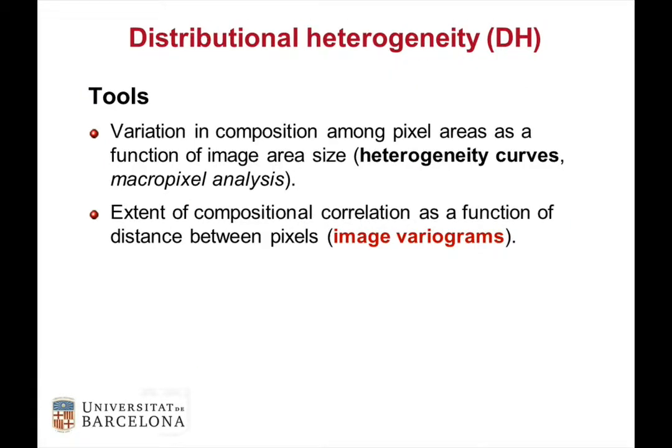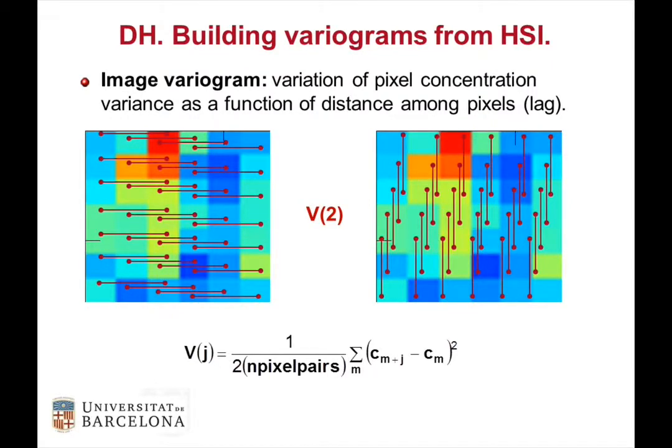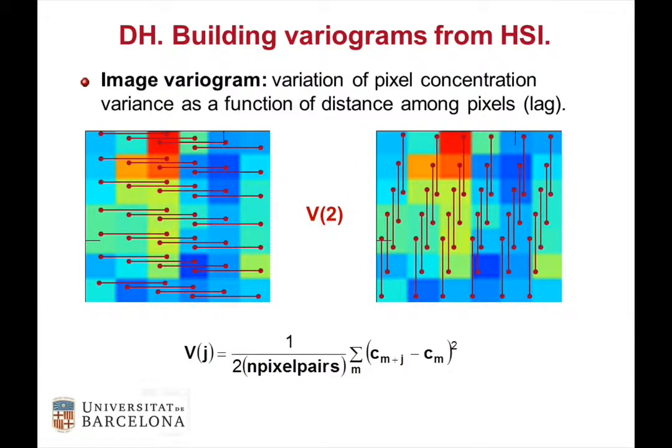So now we are going to study the other side of heterogeneity. I will do it with variograms, as I mentioned before. And the idea is that to build a variogram, we are representing the variance of the pixel composition as a function of the pixel distance between the pairs that we compare. In the beginning, I will do the comparison of the closest pixel, a pixel with its neighbor. I will see what's the difference in terms of concentration, and then I will make a kind of mean value for that. This is if the pixels are separated one unit, but then I will do it with two units, and so on, three units, four units, until I reach half of the size of my image. That's the limit in my lag scale.